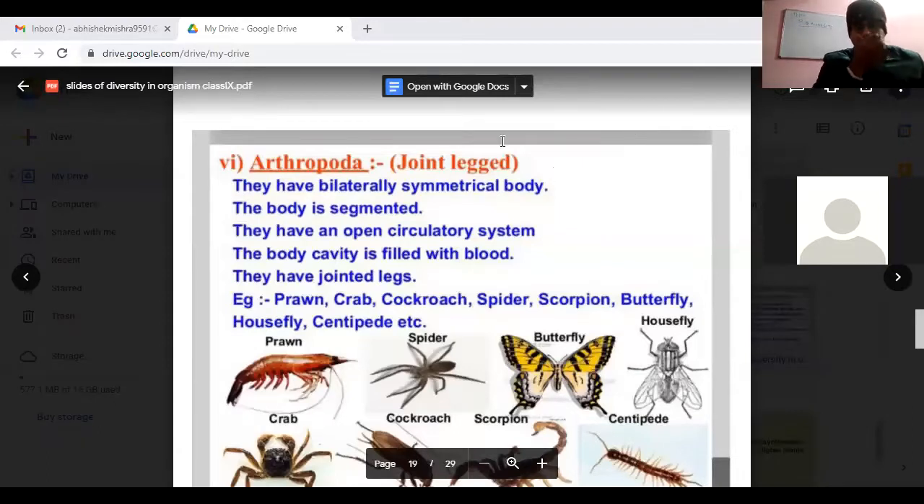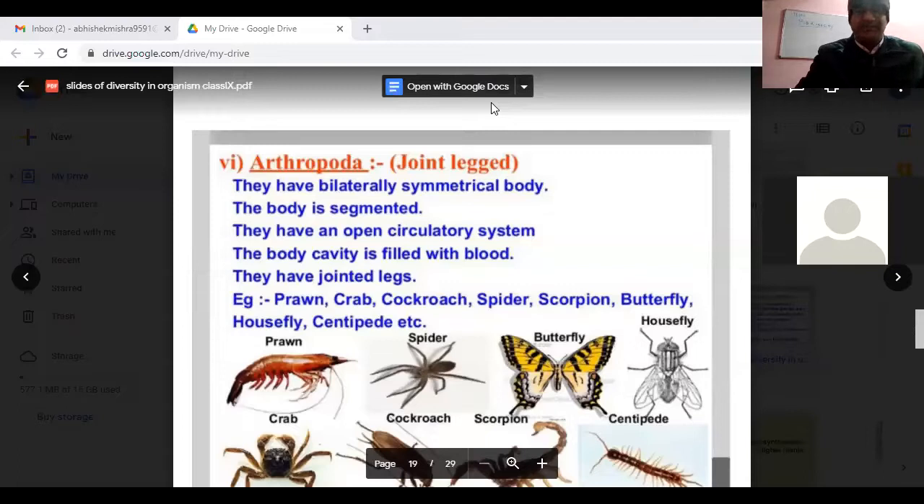So the important features of this phylum are that the body is segmented, they are bilaterally symmetrical, they have an open circulatory system. That means the circulating fluid is not confined to the blood vessels, they are open. Body cavity is filled with blood, they have jointed legs, and examples for this are prawn, crab, cockroach, spider, scorpion, butterfly, housefly, centipede.